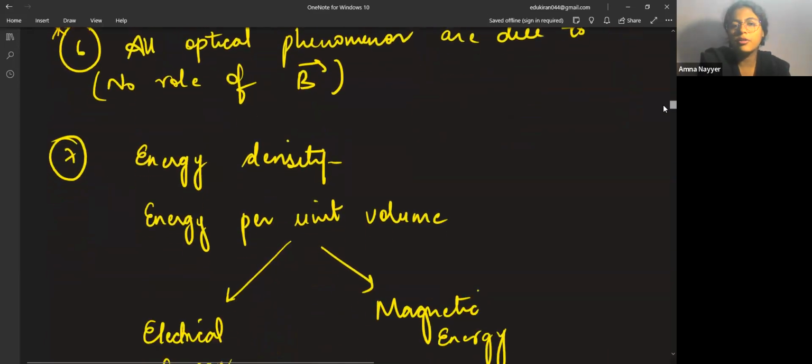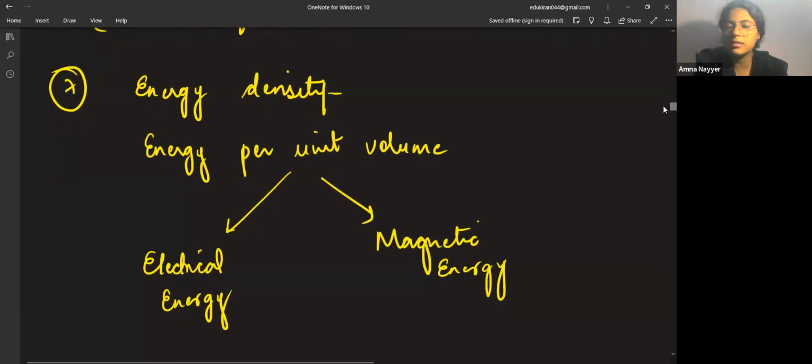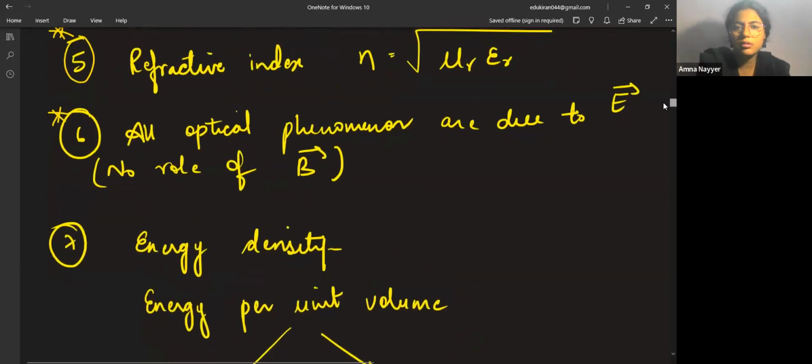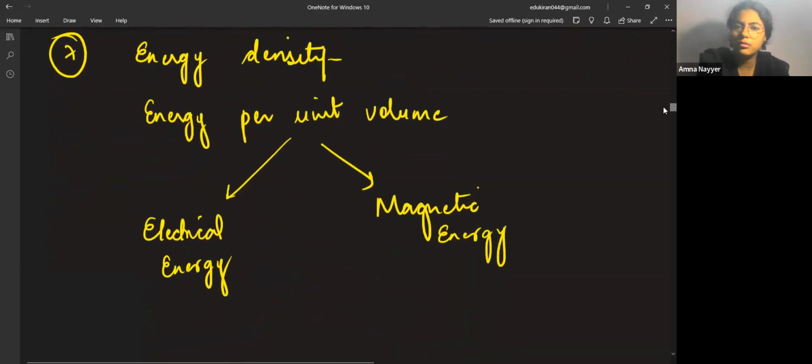Refractive index, optical phenomena, this we'll do when we start with ray optics. You have a lot of syllabus on refractive index. You have to discuss optical density and everything there.